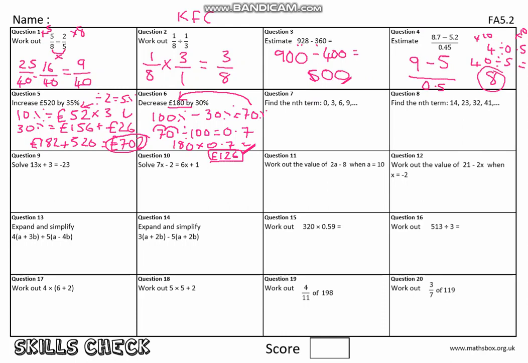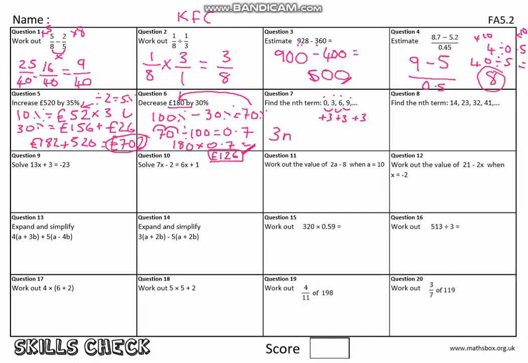So it says find the nth term, okay? So this is a sequence. The first thing we need to do is figure out the difference between these numbers. So what's happening between 0 and 3? Well, we're adding 3. 3 and 6, we're adding 3. And 6 and 9, we're adding 3. So once I've found the difference, I pop that number down first, and then I put an n after it. The n just represents the number of the number in the sequence. So that's the first number in the sequence, second number, third, fourth, etc. So now I've got 3n.